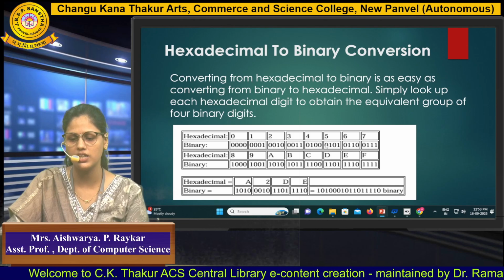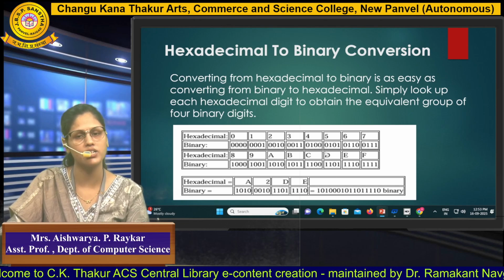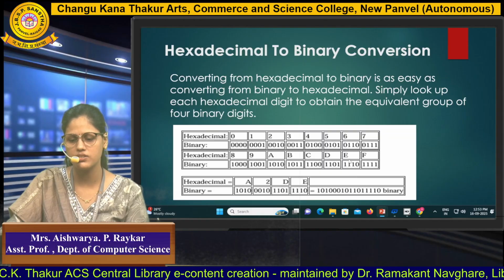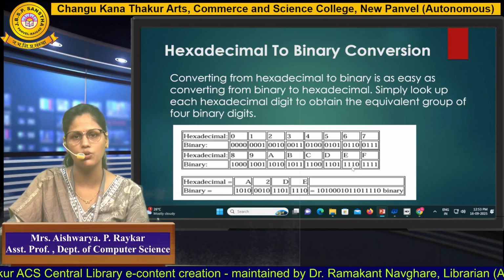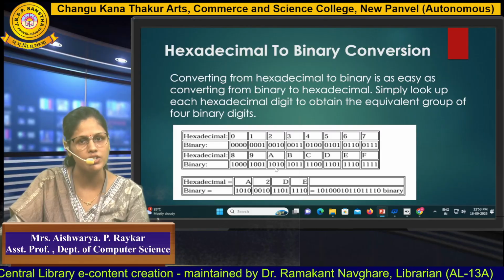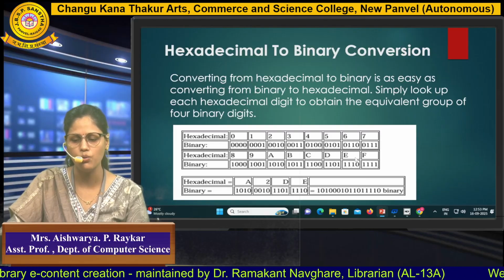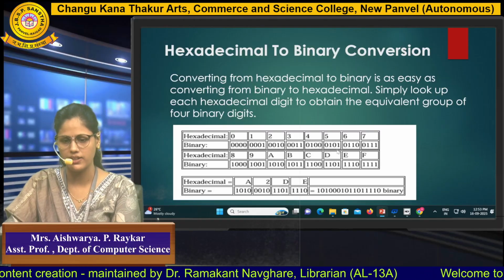So how do we get E? So just refer this table for that particular chart. So E, what is E? 1110. What is A? Here we can see 1010. So this is how we convert hexadecimal to binary.